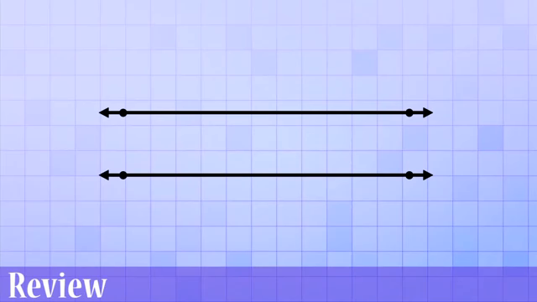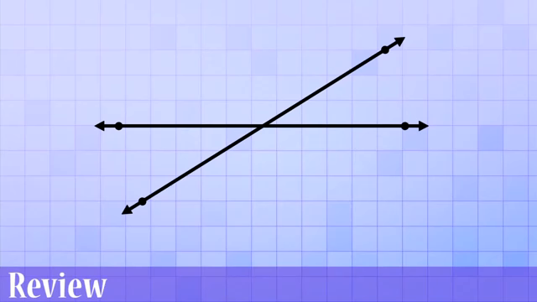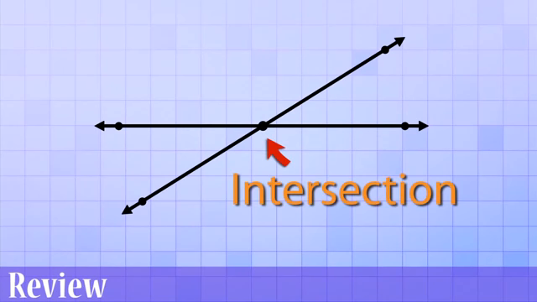Alright, that's all we're going to learn about angles in this video. And if you're new to geometry, it might seem like a lot. So let's do a quick review of all the new geometry words we've learned. Lines that point in exactly the same direction will never cross and are called parallel lines. When lines do cross, they cross at a point called an intersection.